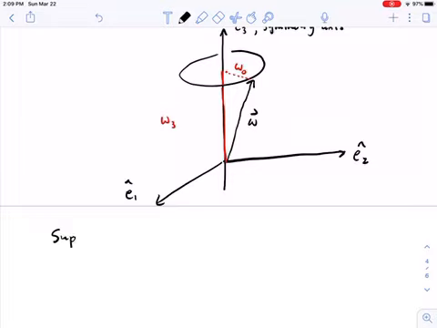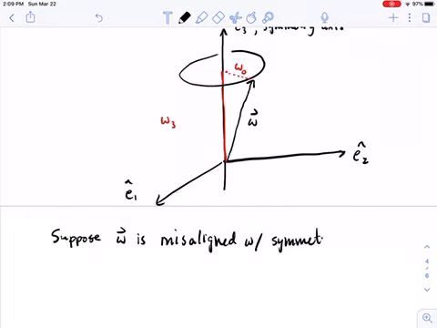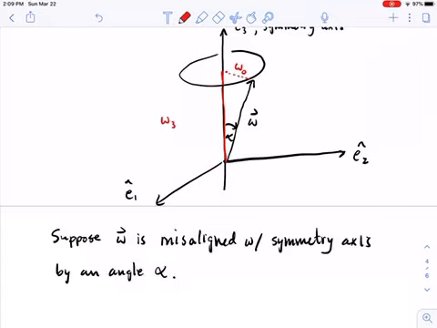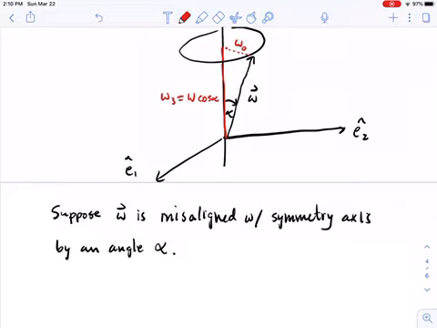Let's suppose that omega is misaligned with the symmetry axis by an angle alpha. So this is alpha here. And so the size of alpha just depends on the relative sizes of omega 3 and of that radius omega naught in the E1, E2 plane. So if we define that angle alpha, then omega 3 becomes the magnitude of vector omega times the cosine of alpha.